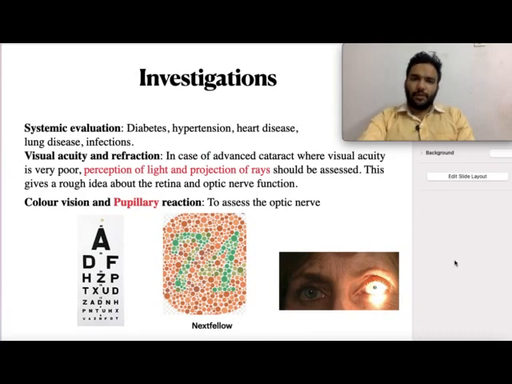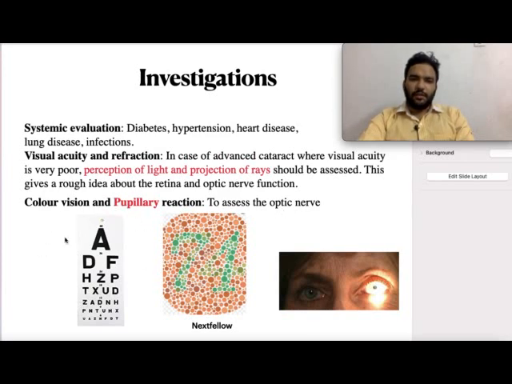So coming to the ophthalmic point of view, visual acuity and refraction. In case of advanced cataract, if the visual acuity is poor, then we have to do PLPR, which is perception of light and projection of rays. This is a gross examination of how much the field of vision is, and if there is any defect in the nerve, all these things can be caught by this simple test. That gives a rough estimation of retina and optic nerve function. Color vision and pupillary reaction assess the optic nerve. So all these things should be done before proceeding with the surgery.